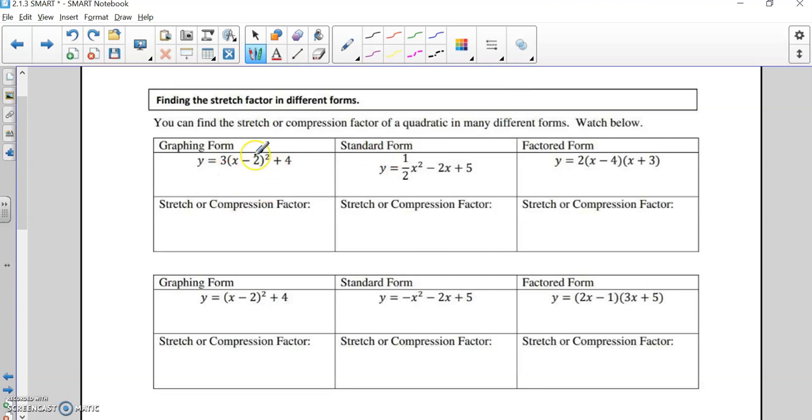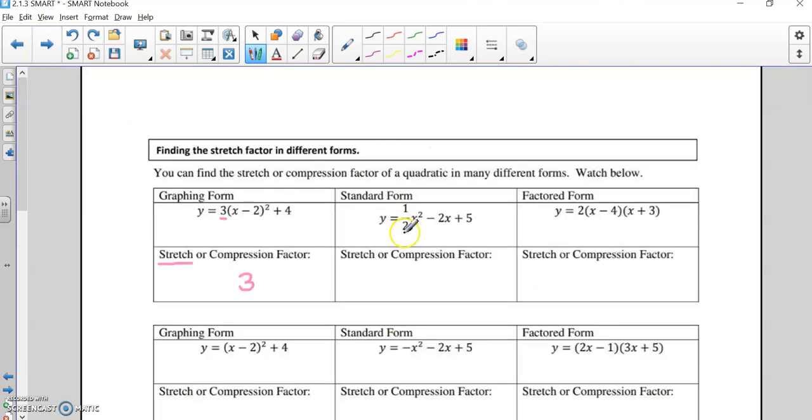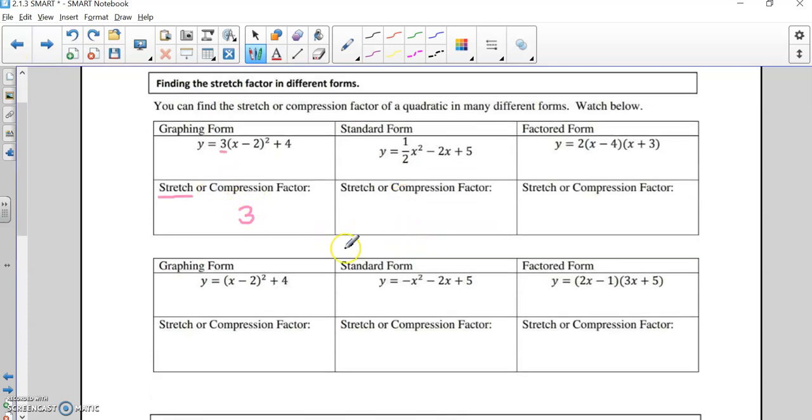So here we know that this is our A value, and that means that it's our stretch or compression factor. Because it's a number bigger than 1, it's going to be a stretch, which means it gets skinnier. And if you can't remember that, go back to here and look at this. If it's bigger than 1, it's a stretch. If it's less than 1, like a decimal or fraction, then it's going to be a compression. All right, so that's it for that one.